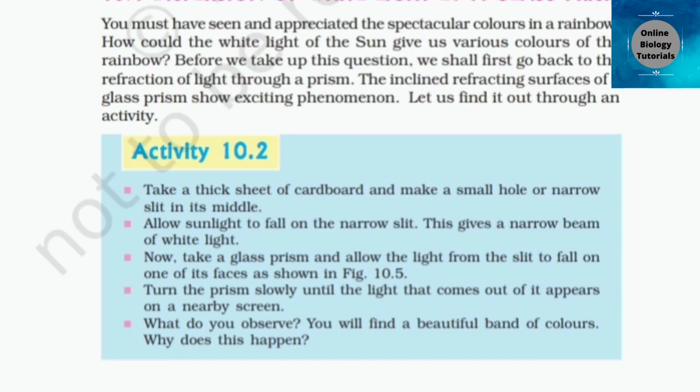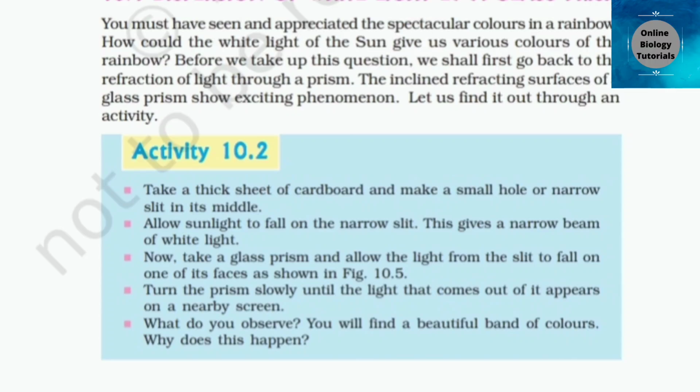Activity 10.2. Take a thick sheet of cardboard and make a small hole or narrow slit in its middle. Allow sunlight to fall on the narrow slit. This gives a narrow beam of white light. Now take a glass prism and allow the light from the slit to fall on one of its faces as shown in Figure 10.5. Turn the prism slowly until the light that comes out of it appears on a nearby screen. What do you observe?